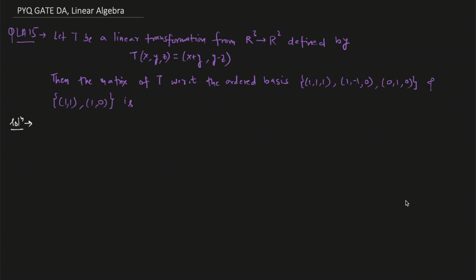So let's get started. Here is question LA15 on your screen. It says let T be a linear transformation from R3 to R2 defined by this. Then the matrix of T with respect to the ordered basis this and this is.